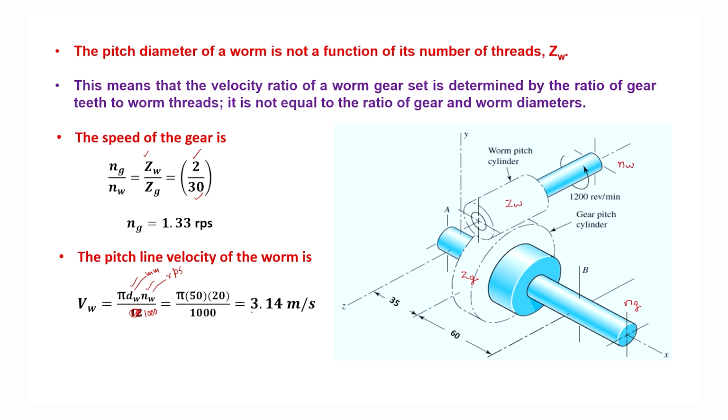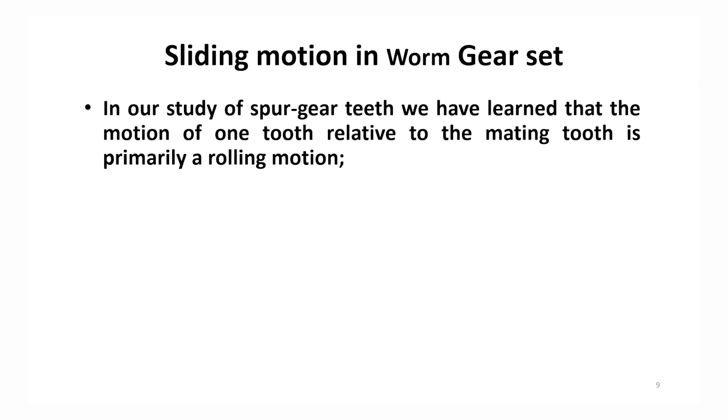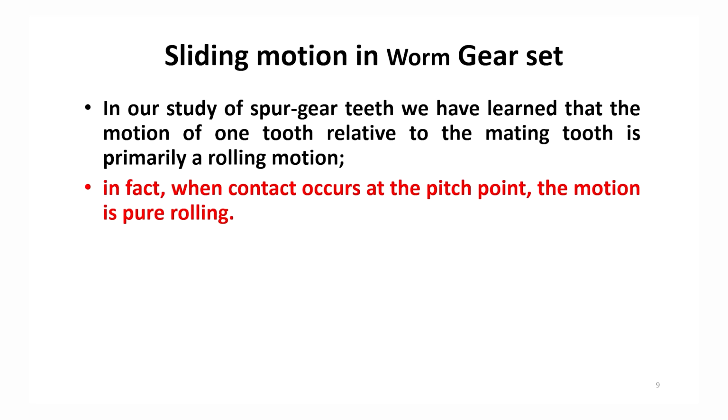Substituting the values, we got Vw, the pitch line velocity of the worm, is equal to 3.14. The sliding motion in worm gear set. In our study of spur gear teeth, we have learned that the motion of one tooth relative to the mating tooth is primarily a rolling motion. In fact, when contact occurs at the pitch point, the motion is pure rolling.